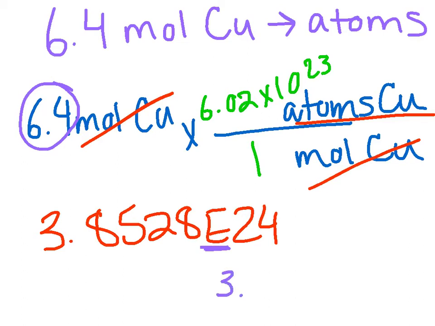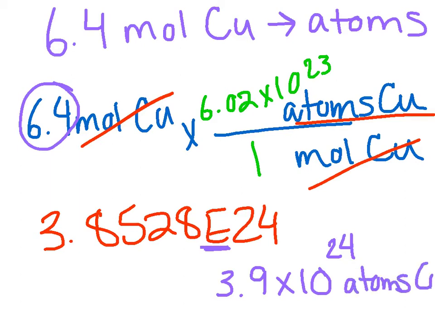So I have 3.9. Now my E tells me times 10, and whatever number is after your E is your exponent. So the answer here is 3.9 times 10 to the 24 atoms of copper. Make sure that you label all your problems. Okay, so that's one problem we can do.